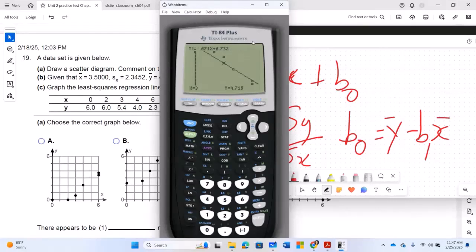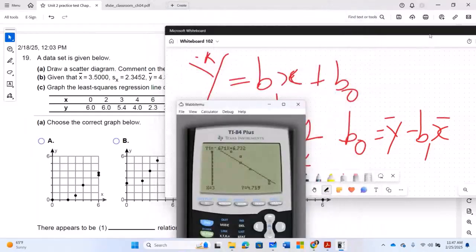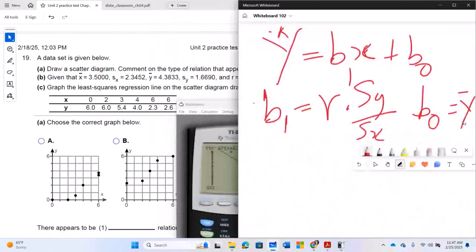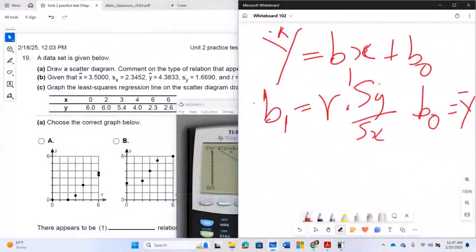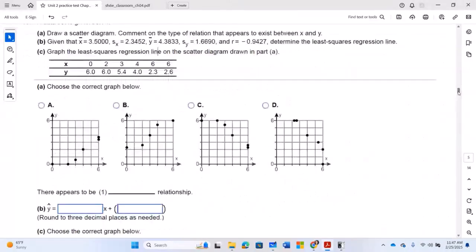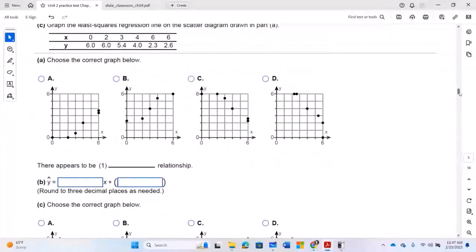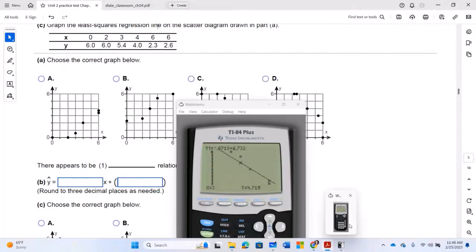All right. So graph the least square regression line on the equation. It says graph the least square regression line on the scatter diagram. So we already graphed it. Choose the correct graph. Look at your graph and see which one it looks like.